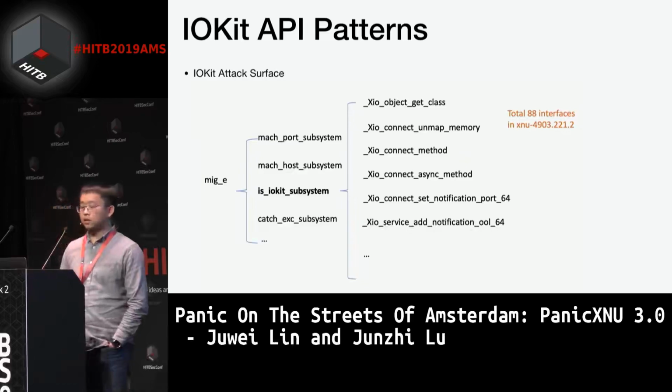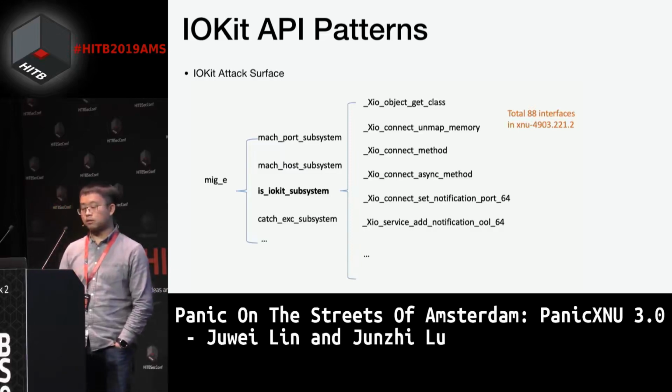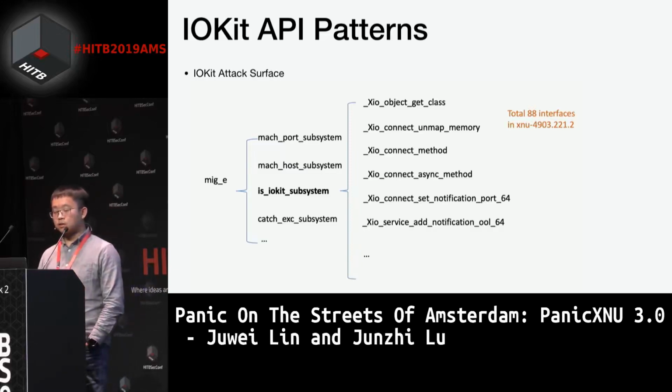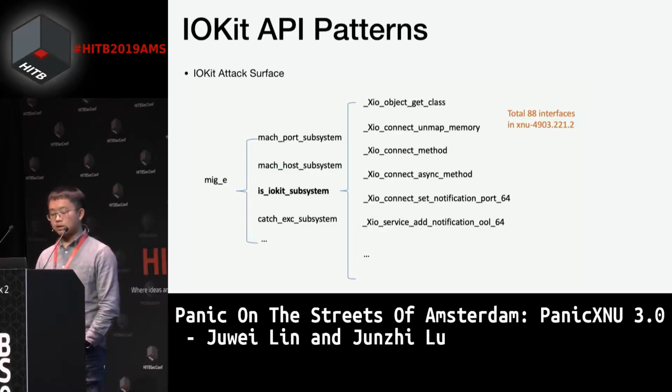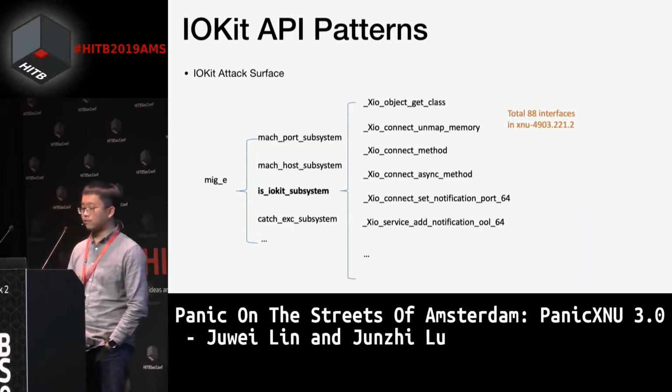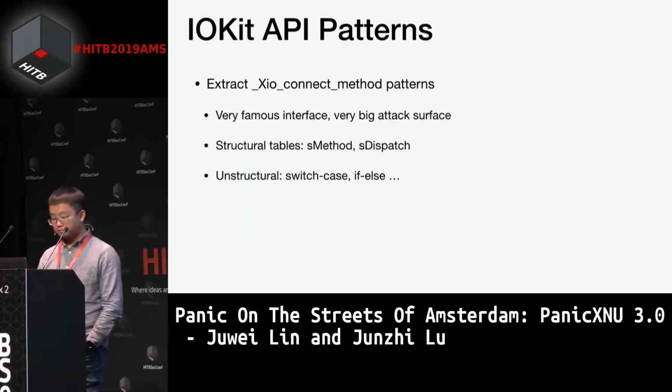Okay, let's see the IOKit attack surface firstly. In current XNU, there are several subsystems. In this talk, we focus on the IOKit subsystem. And inside the IOKit subsystem, there are a total of 88 interfaces. In the following sections, we only take the IOConnect method as an example.